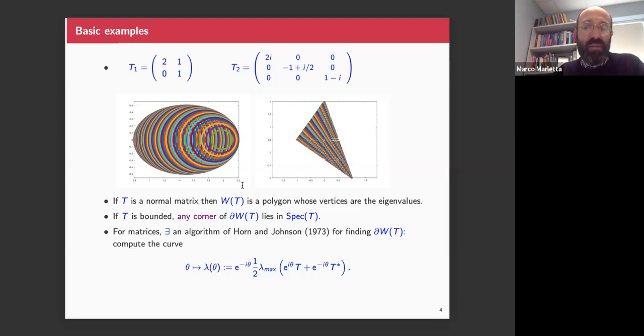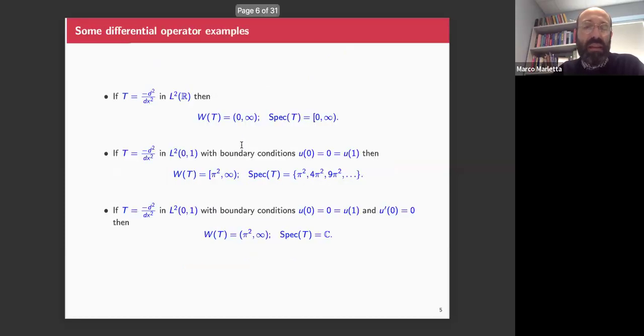For other types of operator, who knows? Matt Colebrook in Cambridge has results on the complexity of calculating numerical ranges, and in general, it's expected from a computational point of view to be harder maybe than calculating spectrum. So let's do some examples. We saw some matrix examples on the last slide. Let's do some differential operator examples.